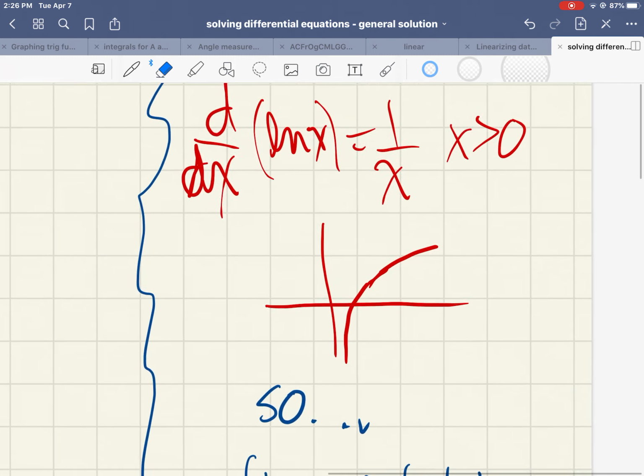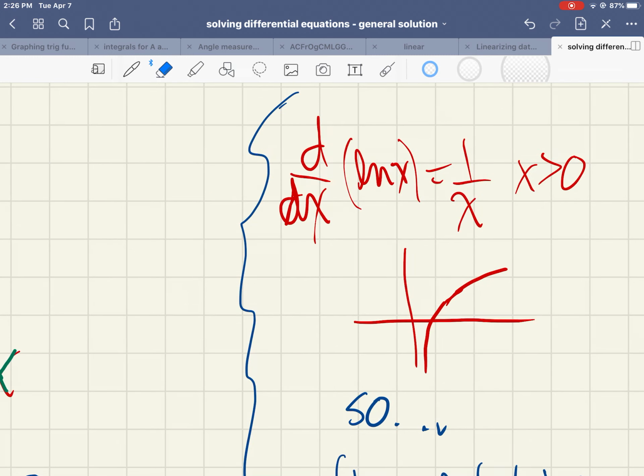So just to do some review so that you understand some of the things that we're doing, what we're going to look at right here is what's the derivative of ln x? So we know that ln x looks like this, right? It has that general shape. It's asymptotic at x equals 0, and it has a slow rise to the right.